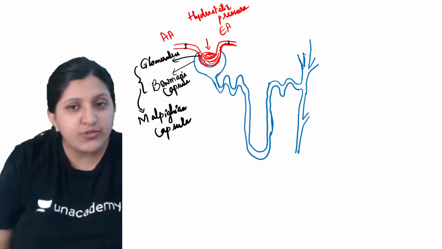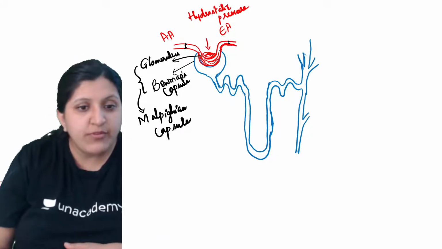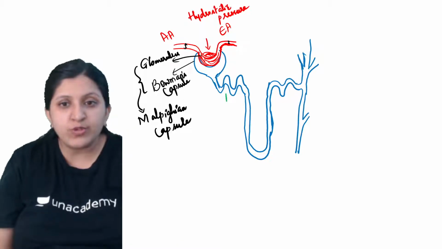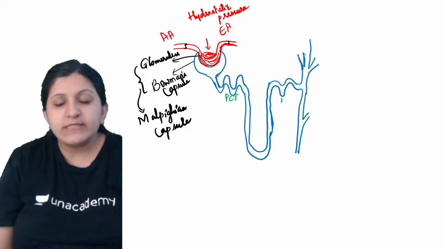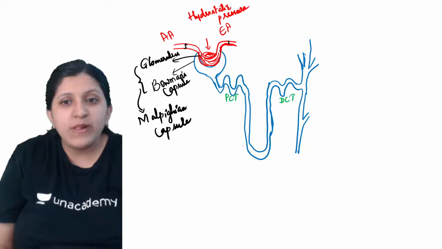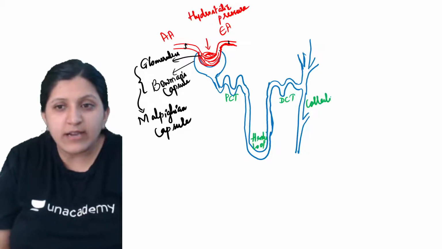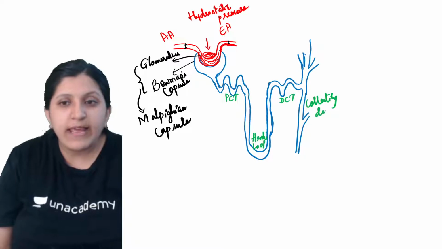And let's label each one of these now. The labeling for this one goes as proximal convoluted tubule. This is PCT. This is distal convoluted tubule. This one is Henle's loop, and this is actually the collecting duct.